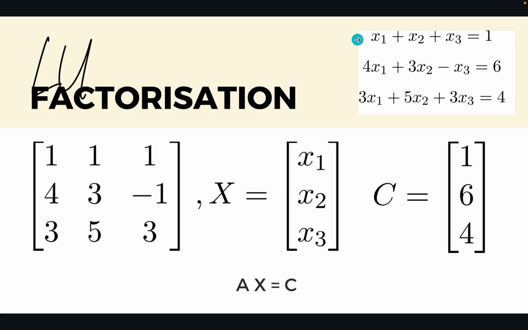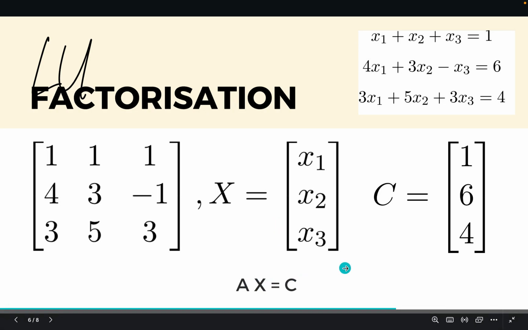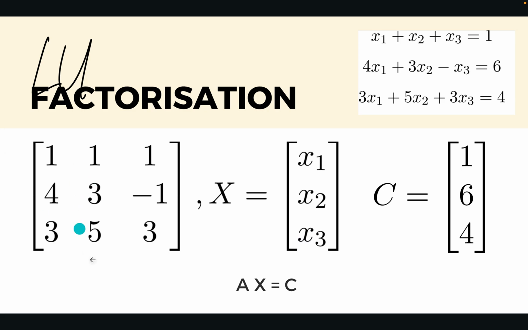Now, for example, we have this system of linear equations, and the square matrix A is just for the coefficients, and the constants make another single-column matrix C. And we have a different matrix X, which has all the variables. So AX is equal to C, which is true here. Now we will decompose this matrix A into two matrices to make this equation easier to solve.